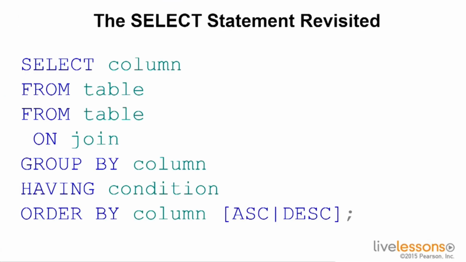So this would be a good time to, one more time, visit our select statement. Again, select column always comes first. From table, and if there are multiple tables in a join, multiple froms. And then if you're using the ANSI SQL syntax, then you'd have your on clause for each of the froms. Group by if you're summarizing data, having if you need to filter the group, and finally order by.